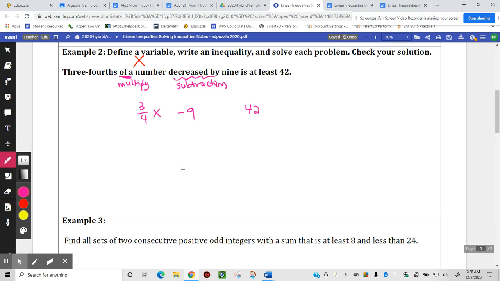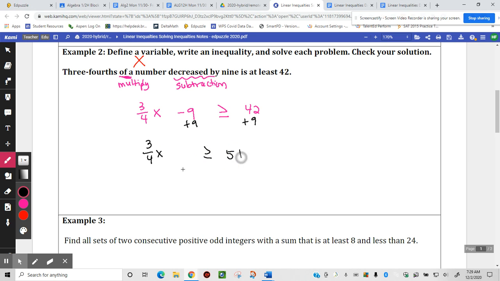So if that's the least amount, the smallest amount, this whole thing has to be greater than or equal to 42. So 3/4 of a number decreased by 9 is at least 42. So the least it can be is 42, so I need that greater than or equal to. Okay, so do what you can when you solve these, right? If you're solving these by yourself, you can talk through the problem and ask yourself, what could the smallest value be, what's the largest value? Because there is merit in being able to talk through things. And then you're just going to solve this. I'm going to add 9 to both sides.